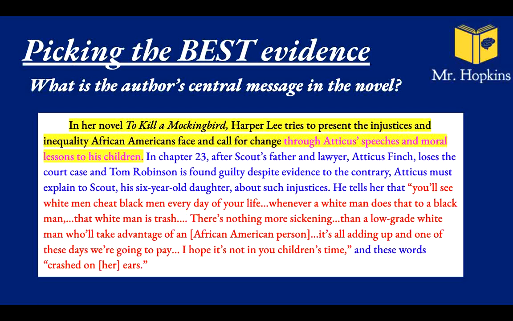Then I introduce my evidence with context written in blue. Context explains to people who haven't read the book what's going on, what the quotes mean. "So in chapter 23, after Scout's father and lawyer Atticus Finch loses the court case and Tom Robinson is found guilty despite evidence to the contrary, Atticus must explain to Scout, his 6-year-old daughter, about such injustices."